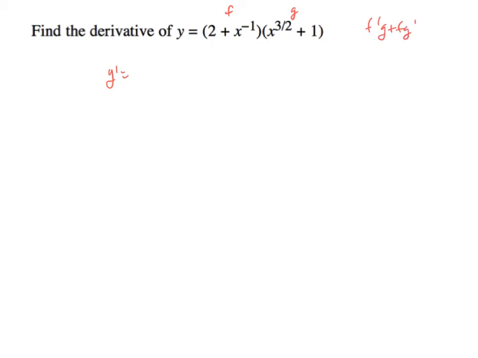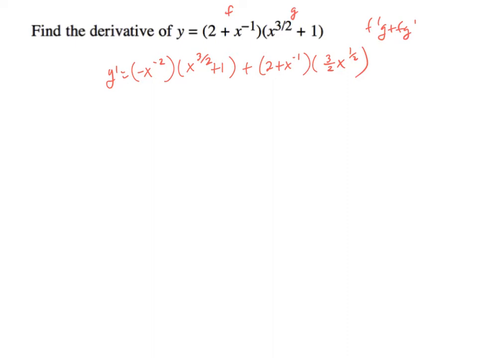So f prime: the 2 goes to 0. x to the negative 1 would become negative x to the negative 2. g stays, plus f stays, and g derives to 3 halves x to the 1 half.